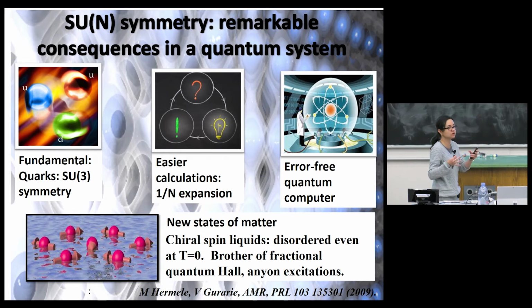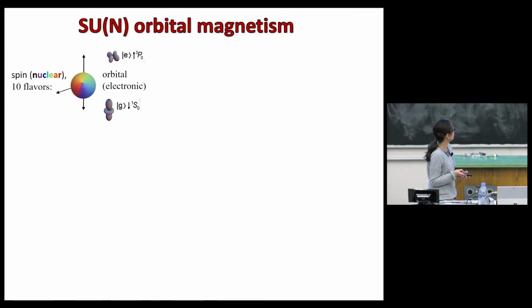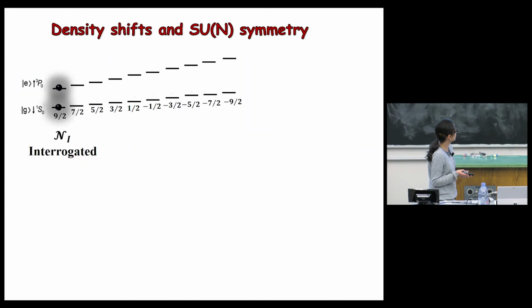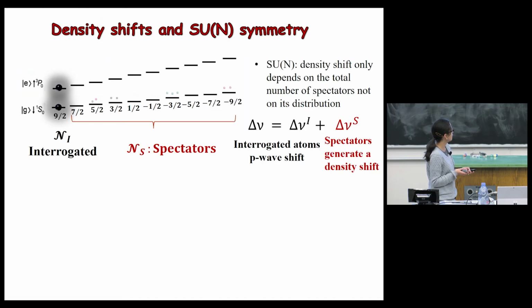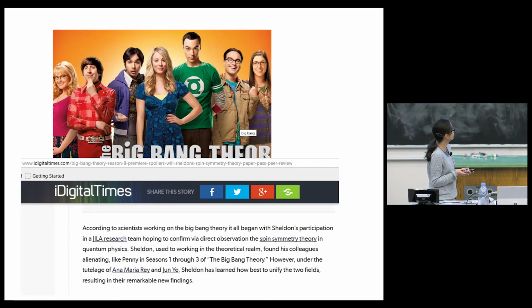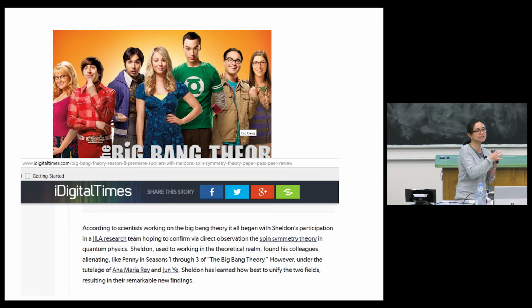Can be protected because they are not sensitive to local disturbances. So SUN symmetry can be a very interesting direction to pursue, and this is something that we are trying to explore currently in the clock. So maybe I'm going to jump a little bit, and, well, we have measured this SUN symmetry in the atoms.